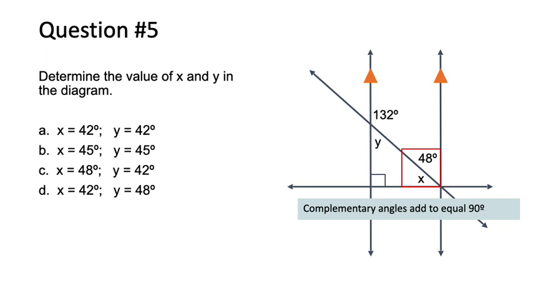So to solve for x, I can write a simple equation, x plus 48 equals 90, and then subtract 48 from both sides. So x is going to equal 42 degrees. So I know that x is 42.